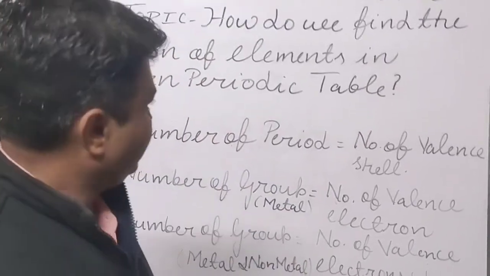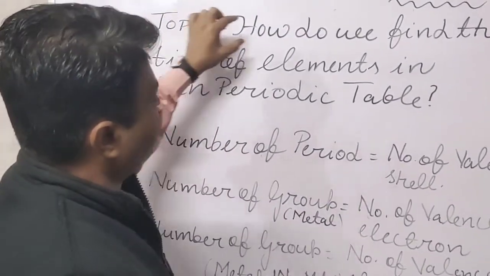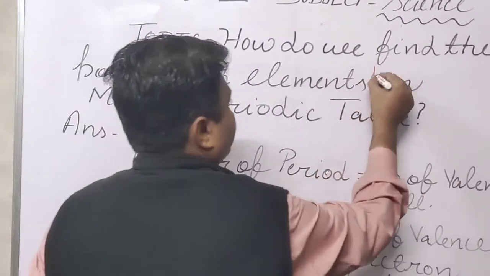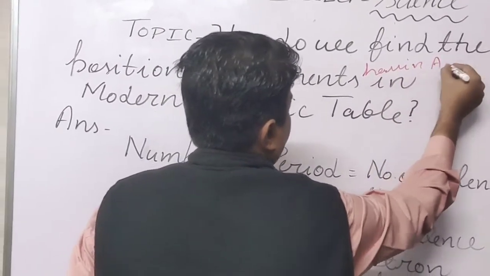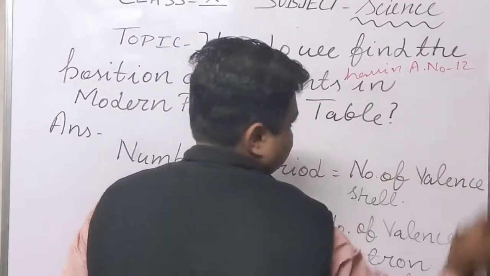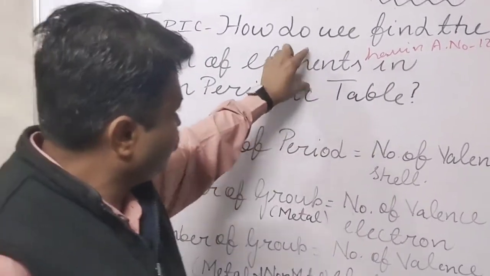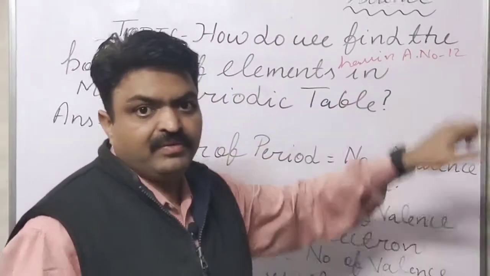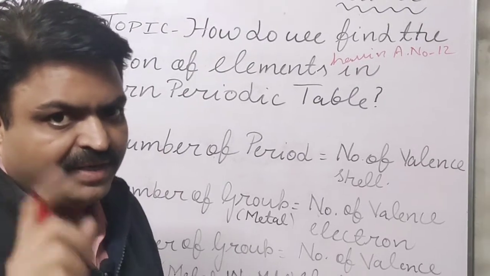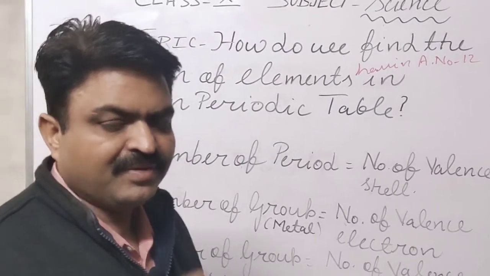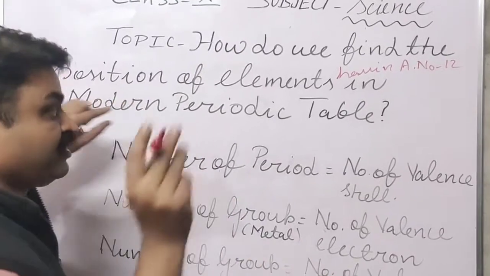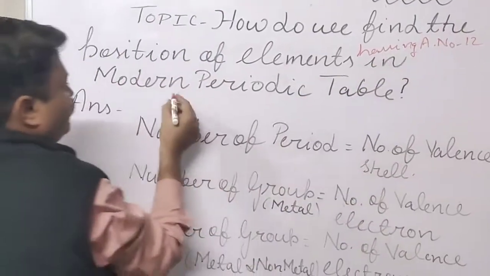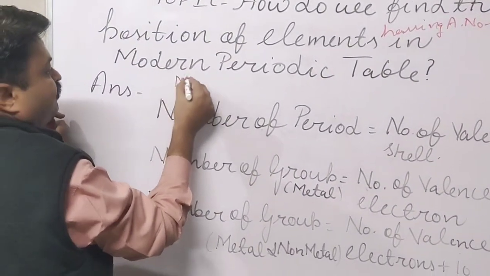Like in the question, one question is given: how do we find the position of an element having atomic number 12? So here there is an element that has atomic number 12. And what may that element be, student? Tell me. It is magnesium. So first, what will you do? You will write the electronic configuration of that element. So what is the electronic configuration of magnesium?